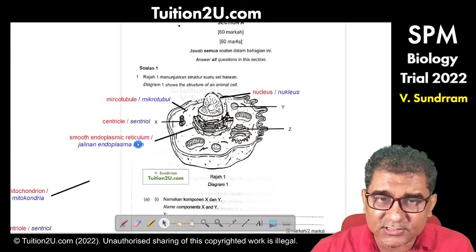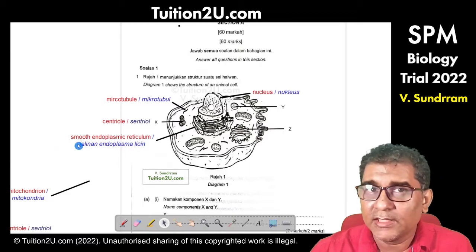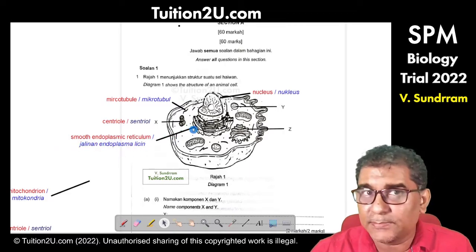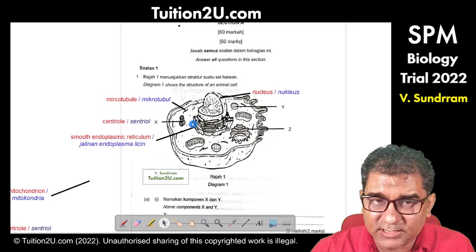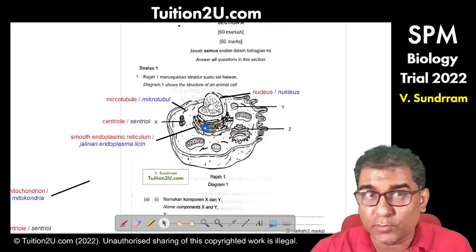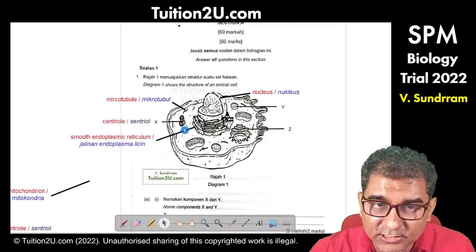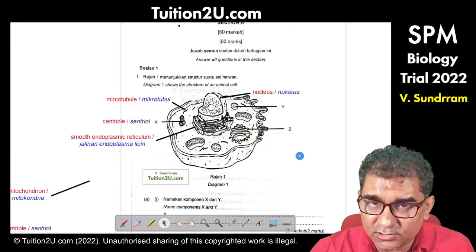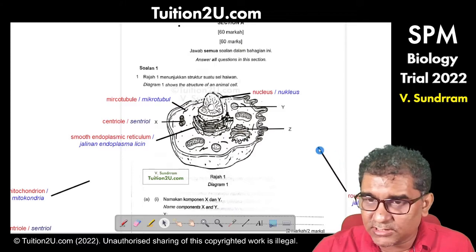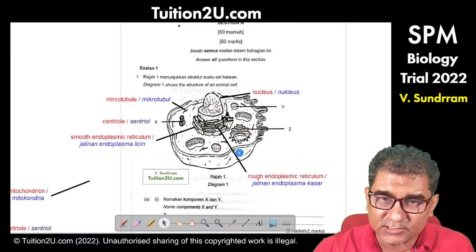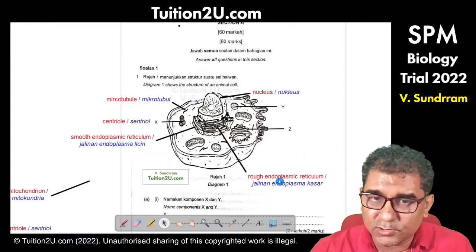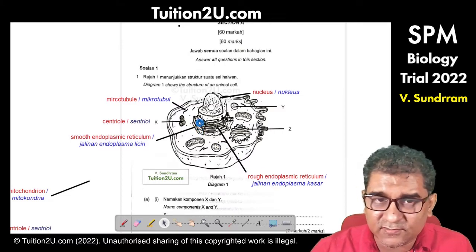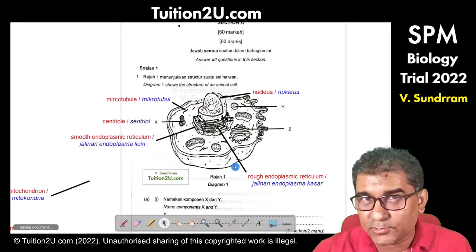So we have a smooth endoplasmic reticulum. Basically we have to find the structure that doesn't have ribosome. The dots that you see in the cytoplasm are ribosomes. The dots you see on this structure are also ribosomes. This structure is the rough endoplasmic reticulum. So the only difference between smooth and rough is whether they have or don't have ribosomes.